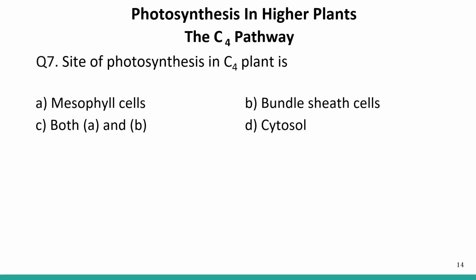The next question is: the site of photosynthesis in C4 plants is, first, mesophyll cell, second, bundle sheath cell, third option, both A and B, and fourth is cytosol. Okay, so again let's talk about the C4 plants. Example can be maize, sorghum. Okay, so what happens in C4 plants? Carbon dioxide fixation occurs 2 times.